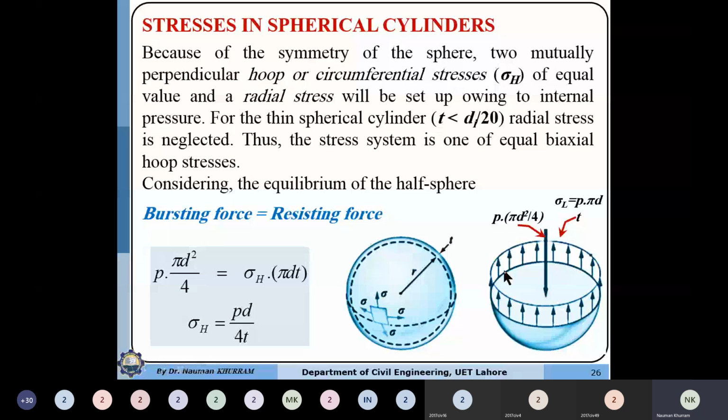For example, this is along the length and this is the hoop stress. The dimension of the sphere is the same in the length direction and in the width direction, regardless of where you cut the section.